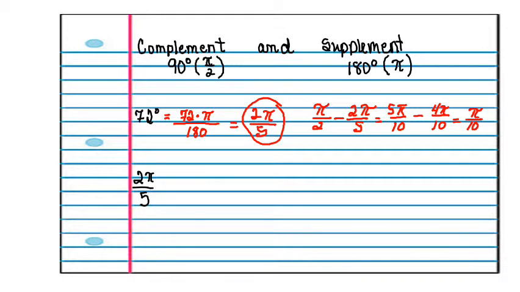Likewise, we're going to have to take the 2 pi over 5 and subtract it from pi, which you can look at as pi over 1. So the common denominator here is going to be 5. 2 pi over 5, and pi times 5 is 5 pi, which means the supplement is going to be 3 pi over 5. And again, if we want to double check that, you just change it back into degrees to find out what it is.